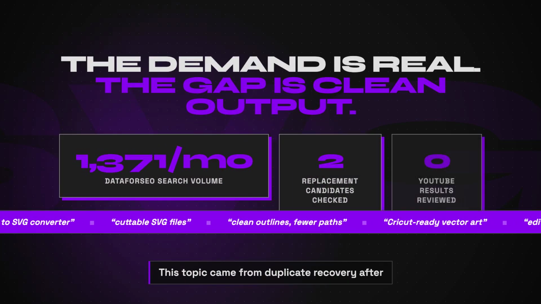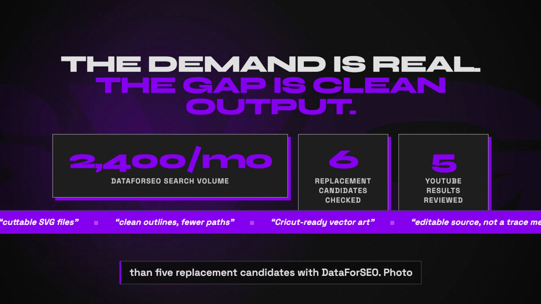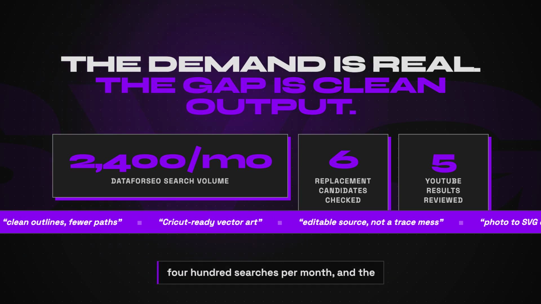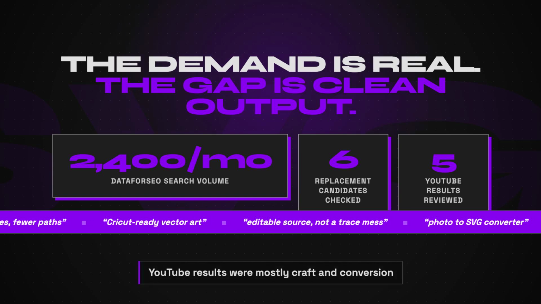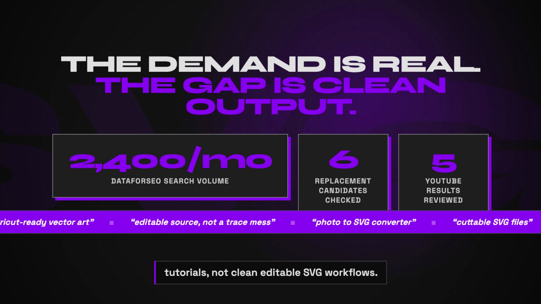This topic came from duplicate recovery after the queue was exhausted. I checked more than 5 replacement candidates with Data4SEO. Photo to SVG converter showed about 2,400 searches per month, and the YouTube results were mostly craft and conversion tutorials, not clean editable SVG workflows.